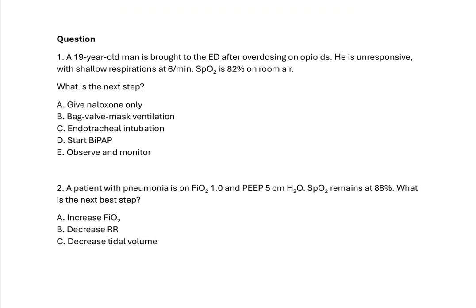So the first question there is: a 19-year-old man brought to the ED after overdosing on opioids is unresponsive with shallow respiration and with a respiratory rate of 6. Oxygen saturation is low. What is the next step? So this patient is not protecting his airway, and he also has evidence of hypoxemia. And I'm sure with this low respiratory rate, if you do a blood gas, this patient is also going to be what? Hypercapnia. So this patient needs endotracheal intubation, right? Unable to protect his airway, hypercapnia, and hypoxemia. Those are 3 indications in this patient.